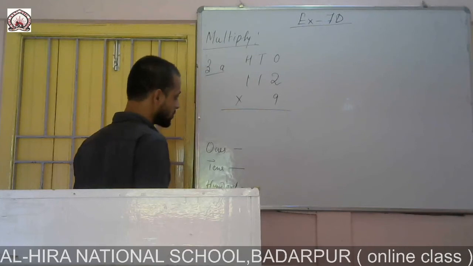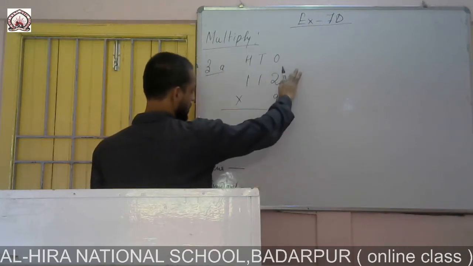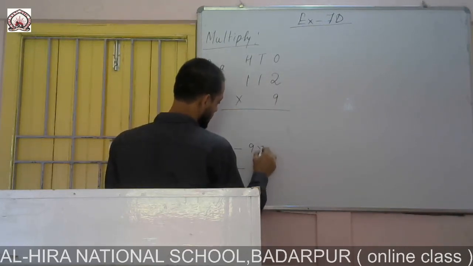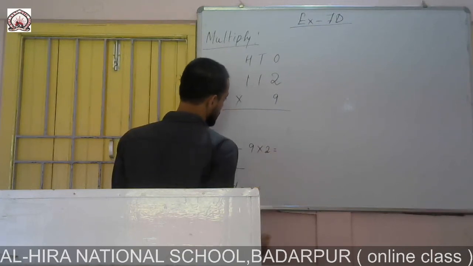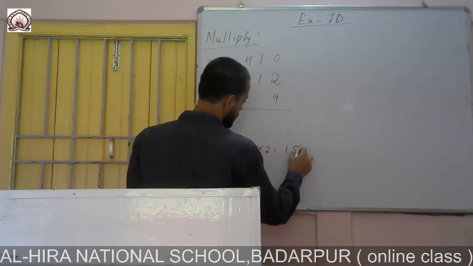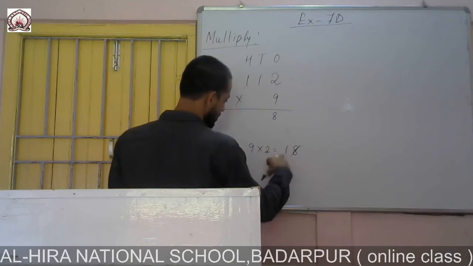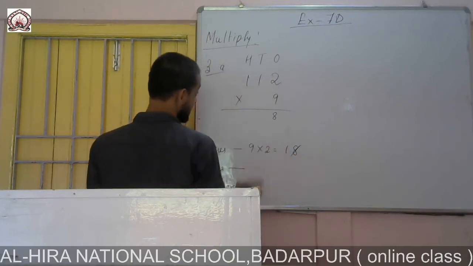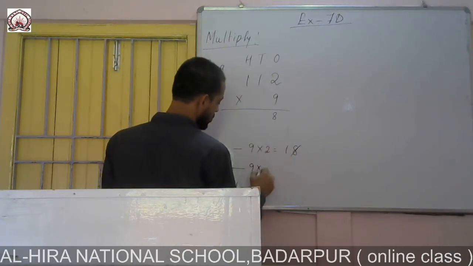So in ones place 2 digits are there. Which 2 digits? 9 and 2. Okay, so we have to multiply 9 into which place? Ones place. So 9 twos are what? 18. So we have to write here 8. This 1 will be there for which place? Tens place. So now again we have to multiply 9 into tens place.